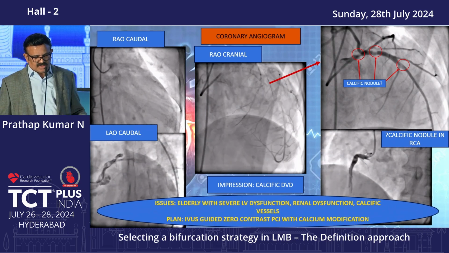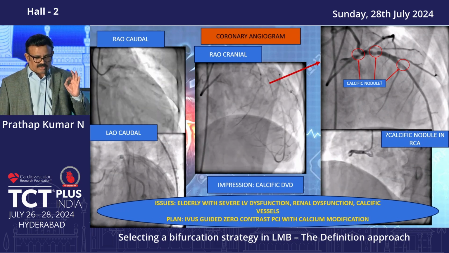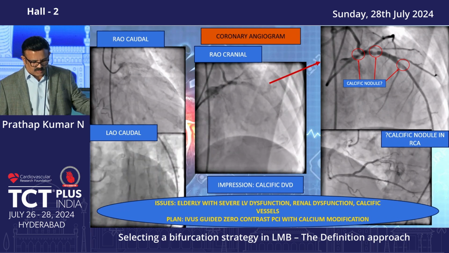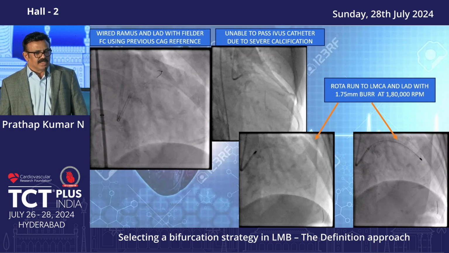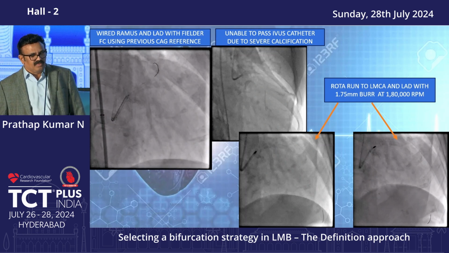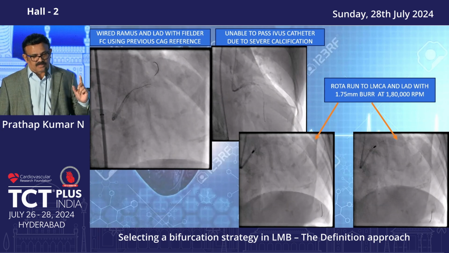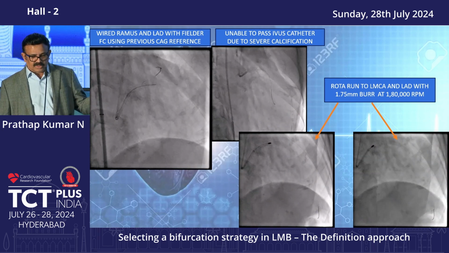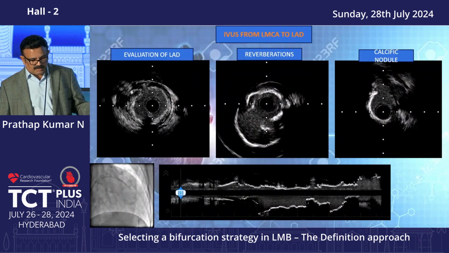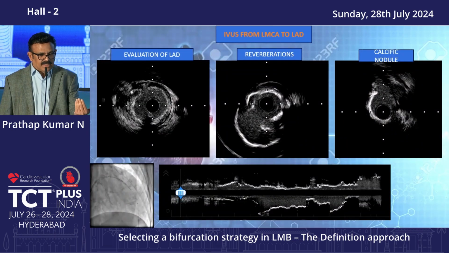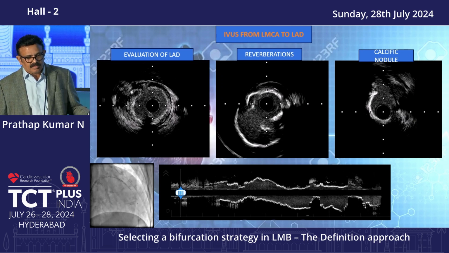So, elderly patient with a severe LV dysfunction, renal dysfunction, calcified vessel, IVUS guided zero contrast PCI with a calcium modification was my plan. So I wired the ramus and LAD with a Filter FC using previous CAG reference. I did not take a single drop of contrast. I put a rota 1.75 at 180,000 RPM. I evaluated the LAD, reverberations, calcified nodule changed.